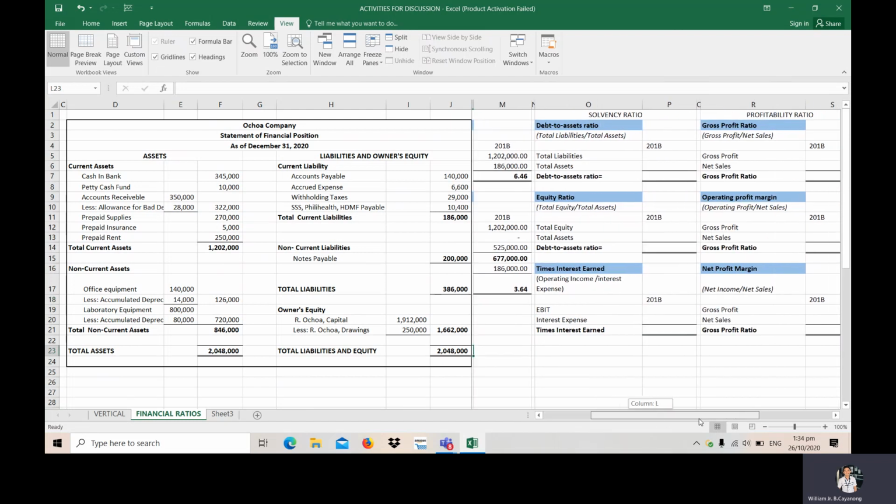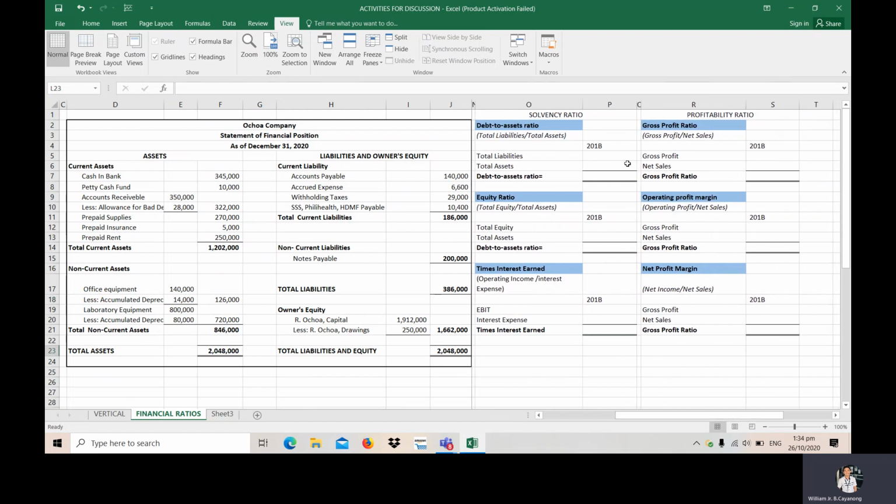Now, let's proceed to our solvency ratio. For the solvency ratio, we have debt to assets ratio, equity ratio, and times interest earned. For the debt to assets ratio, we need our total liabilities over the total assets. Our total liabilities here is 386,000.